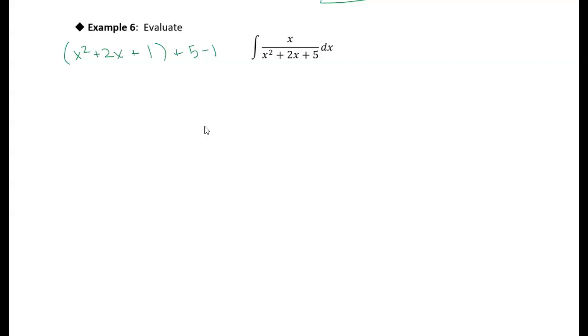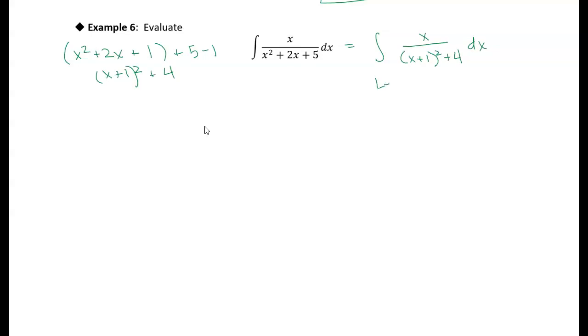But when I do that, then this thing in parentheses becomes x plus 1 squared. And then, of course, 5 minus 1 is 4. Okay, so I can rewrite this integral as x over x plus 1 squared plus 4 dx. All right, so now this looks more like something we've seen before. We've got something squared plus a constant, which says to me, let's try a tangent substitution.